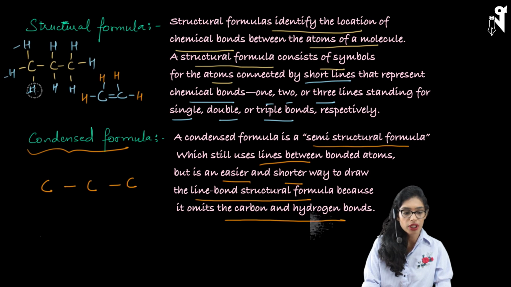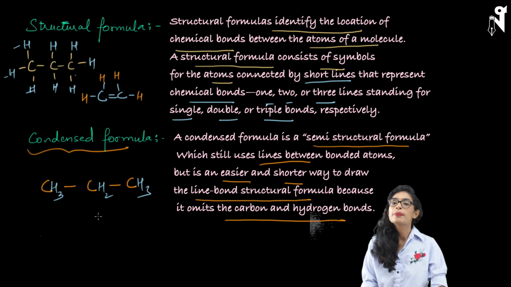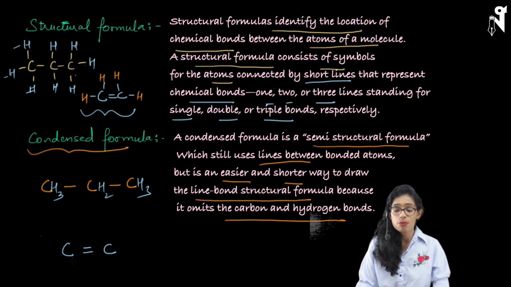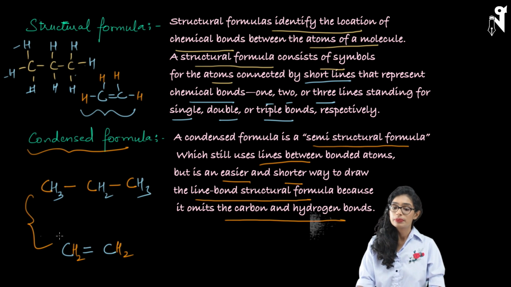So here we have 1, 2, 3 hydrogens. I will write CH3. Here I have 2 hydrogens. I will write CH2. Here I have again 3 hydrogens, and I'll directly write CH3. Similarly, if I take an example of this compound, it will be C double bond C. So that means the bond between hydrogens are not shown. So it will be CH2, CH2. So this is my condensed formula.